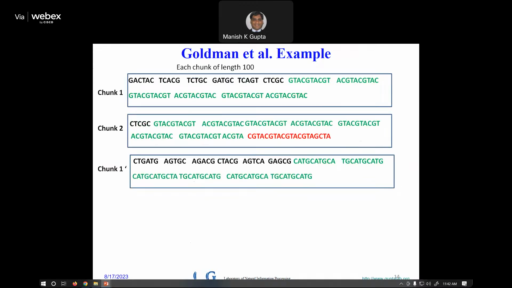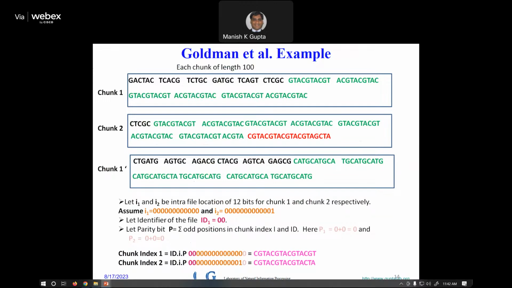So now you can see that there are chunks like this of length 100. Chunk 1, chunk 2, chunk 3, right? Created. Then we put these chunk identifiers. So I1, I2 be the intra-file location of 12 bits for chunk 1 and chunk 2 respectively. So I1 is this, I2 is this, just some chunk order. So the identifier of the file, ID1, is this, and that is the file identifier.